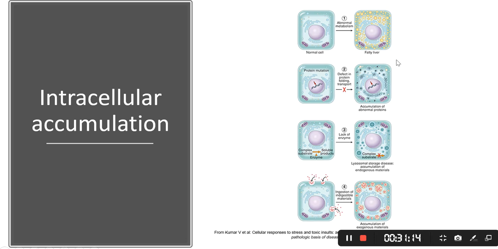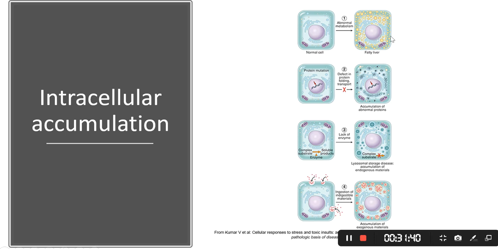What happens when there is intracellular accumulation? Here you see fat getting accumulated in the liver because we are constantly eating fatty food, junky foods and stuff like that. If it does not get metabolized properly, it starts accumulating in the cells of the liver like droplets, and leads to a condition called fatty liver. When you see it under the microscope, you see fat droplets in the liver cells.